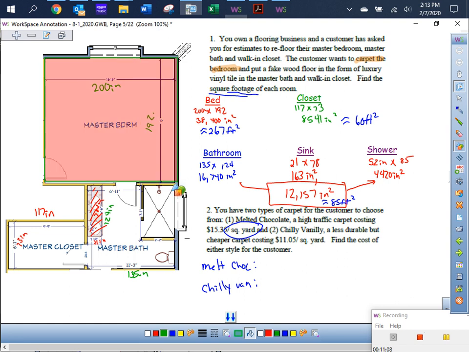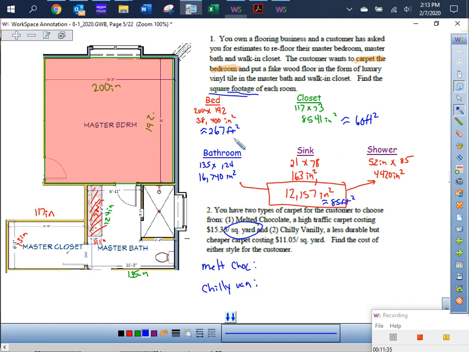Right? Yeah, this is going to get carpeted. And they sell the carpet by the square yard. So we got to go convert all these into square yards also. So what we could do is we could change the square inches into square yards, or we could change the square feet into square yards. It really doesn't matter as long as we use the right numbers. So since we already got it in square feet, let's go ahead and change it into square yards.